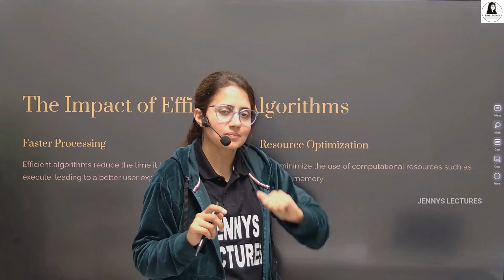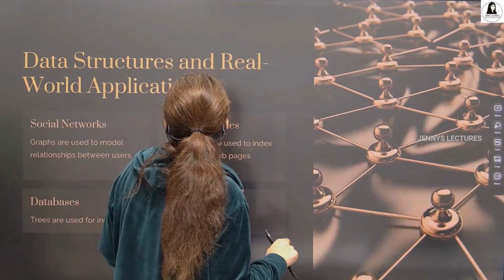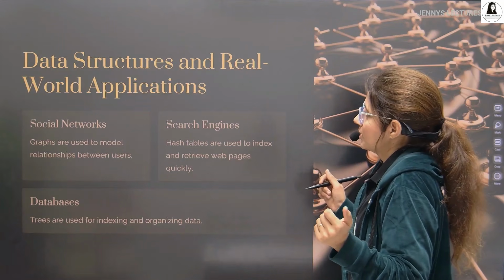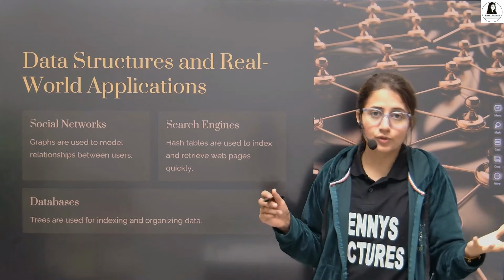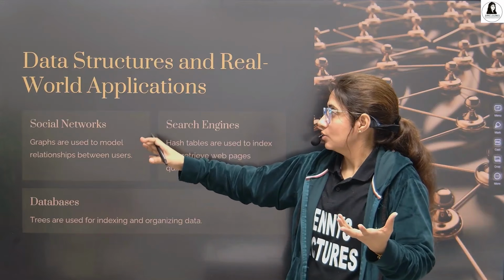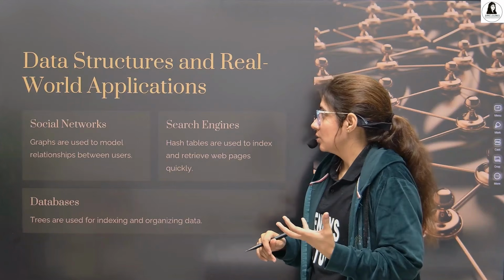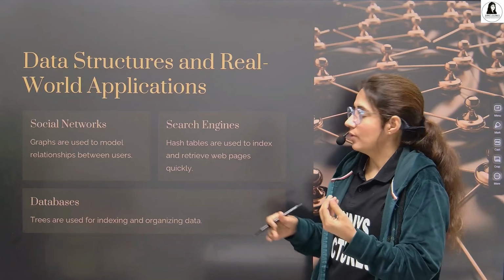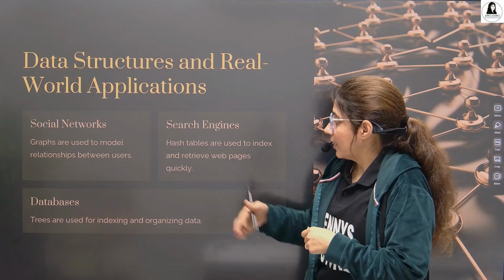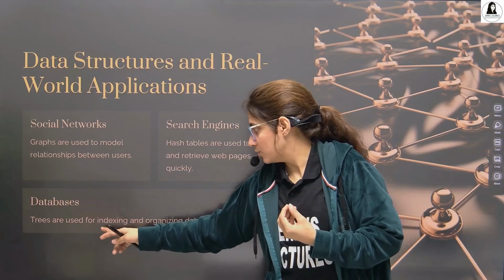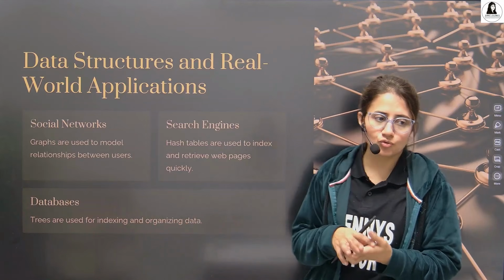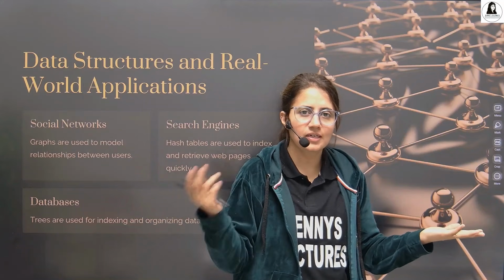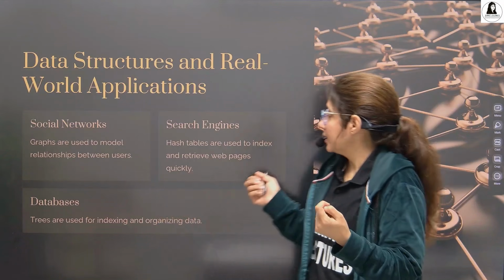Now, there are some real world applications of data structures. Social networks use graphs to model the relationship between users. Search engines use hash tables to index and retrieve web pages quickly. In databases, trees are used for indexing and organizing data. So every application is using data structures, different data structures, right?